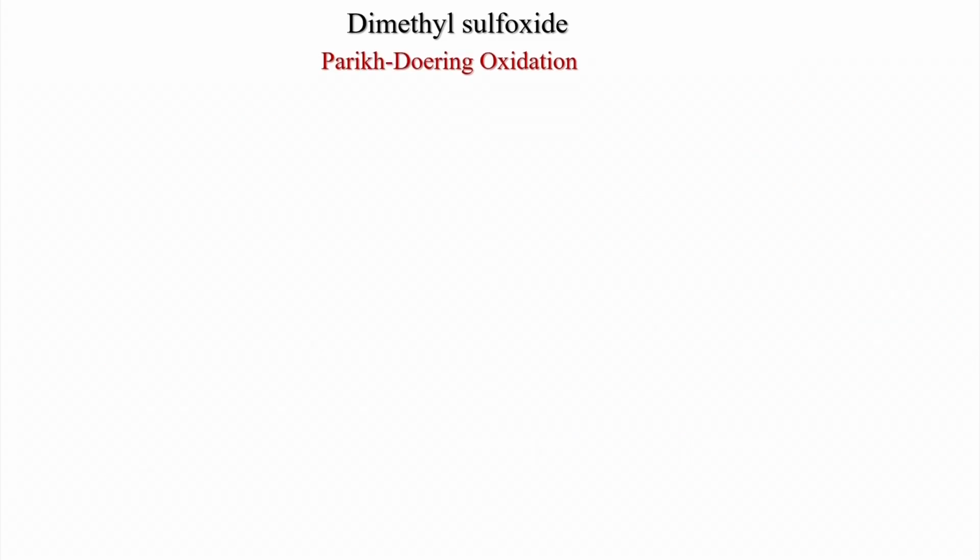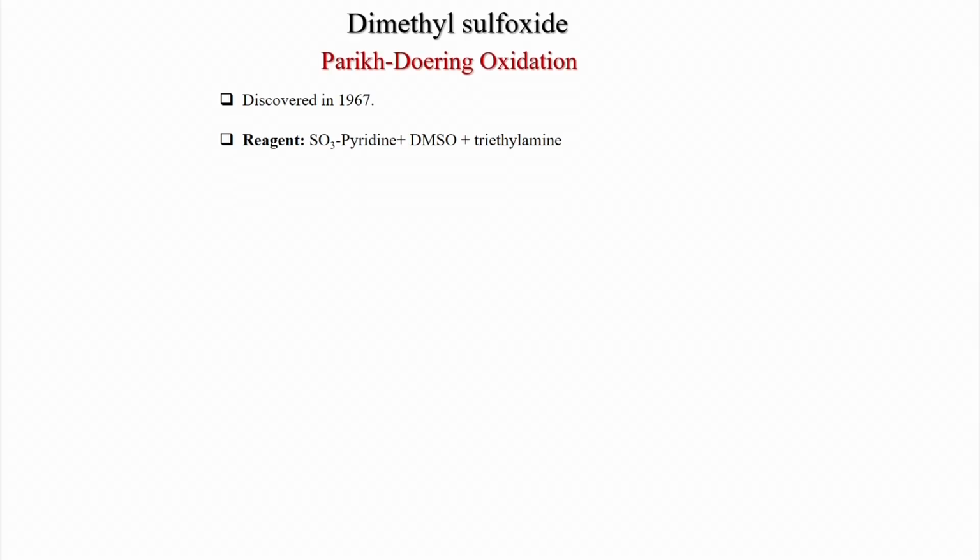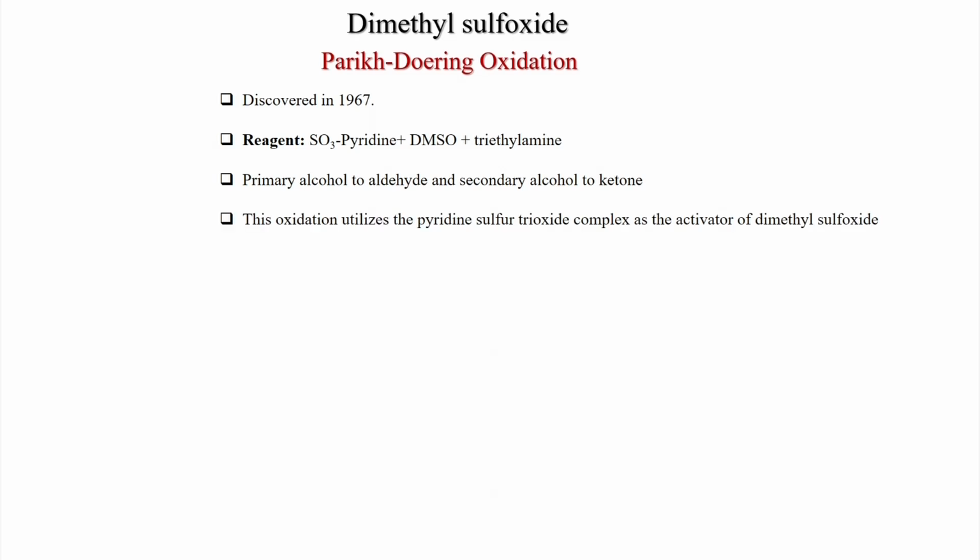Another oxidation is the Parikh-Doering oxidation, and this was discovered in 1967. Here the SO3 pyridine complex was used. SO3 pyridine is actually an electrophilic species which reacts with DMSO, and triethylamine is the base. Here primary alcohol goes to aldehyde and secondary alcohol to ketone, and the oxidation utilizes the pyridine sulfur trioxide complex as the activator of dimethyl sulfoxide. Here are some examples.